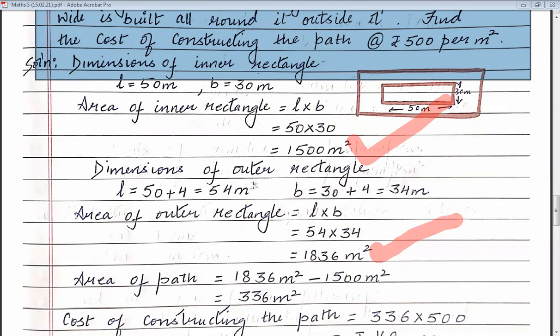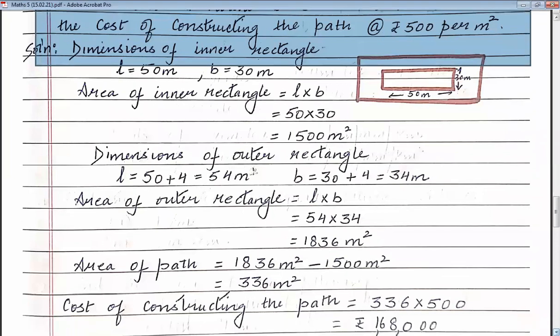Okay children, now you have the inner rectangle area, you have the outer area also. Now when you subtract, after subtracting outer with inner, you will get the area of the path, 336 meter square. Okay, students. So now one more thing is left. You have to find out the cost of constructing the path.